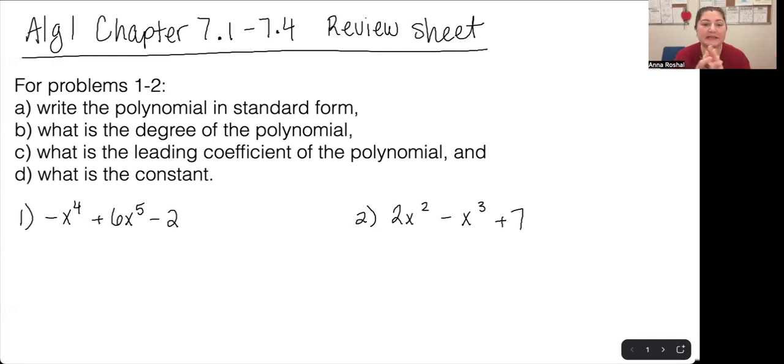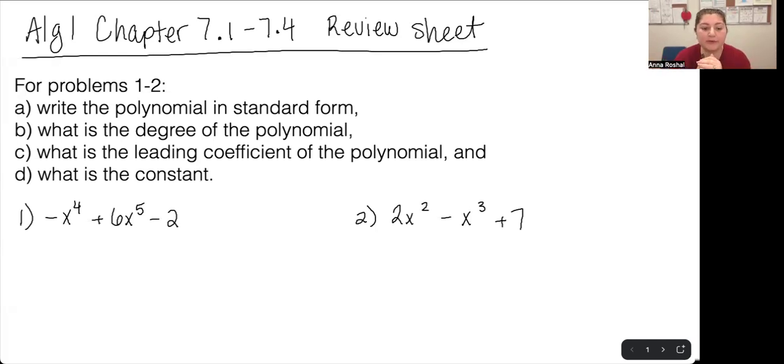My name is Anna Rochelle, and today we are going to take a look at a Chapter 7 to 7.1 review sheet submitted by a student. We're looking at this from the Algebra 1 textbook, the Big Ideas textbook. There is a spiral review question from Chapter 6 on this review sheet.